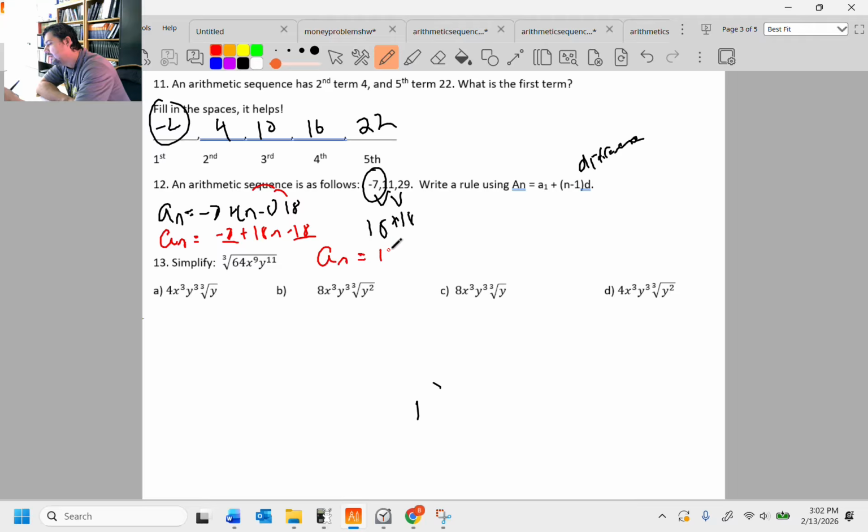Oh, told you I'm hot. Y'all done made me mad. 18n minus 25 is the explicit rule for that arithmetic sequence. If you got it, awesome. Apparently, you're better than everybody else, as you should be, because you figured this out.